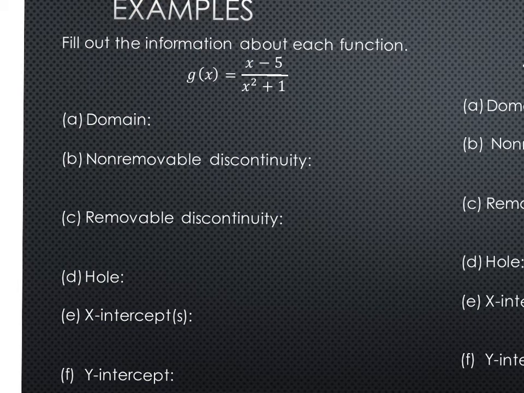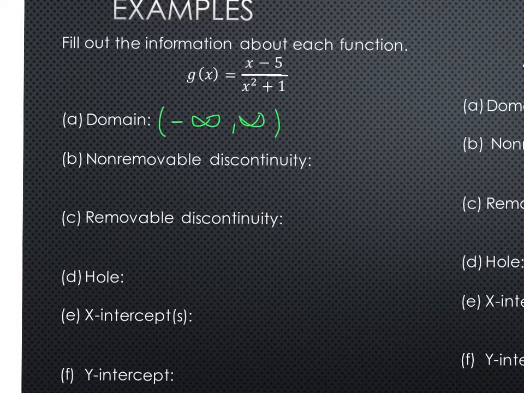in our g of x example, x minus 5 divided by x squared plus 1, our domain this time is going to be all real numbers. And the reason why it is all real numbers is because we have no restriction in the denominator. If you set x squared plus 1 equal to 0, you do get x squared equals negative 1 and x equals plus or minus i, which in this case doesn't really make a difference.